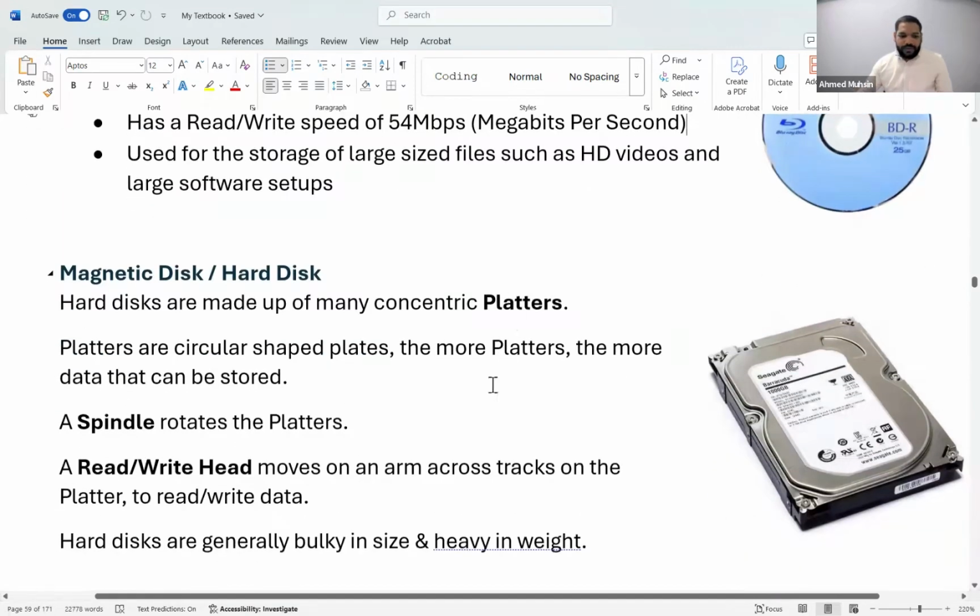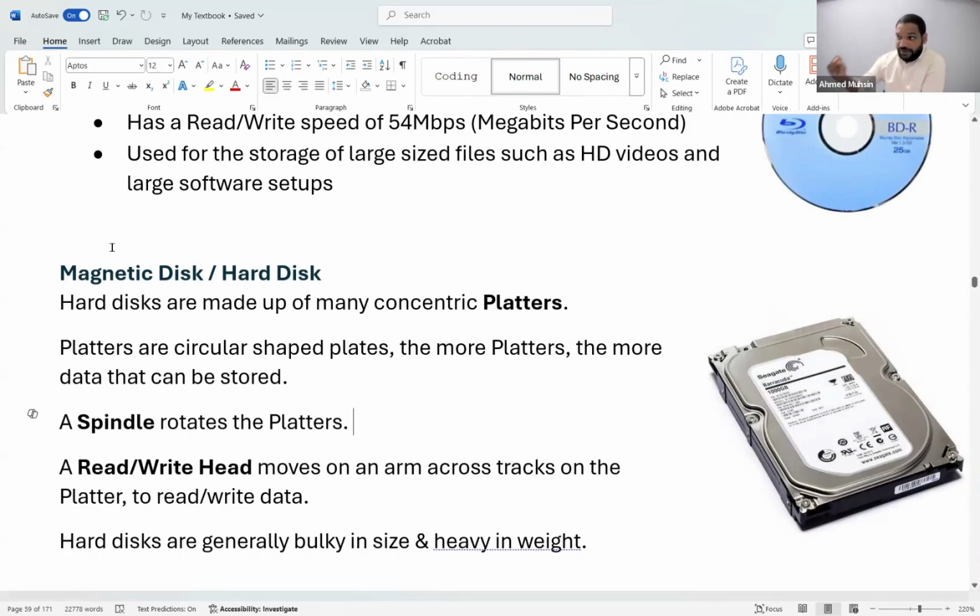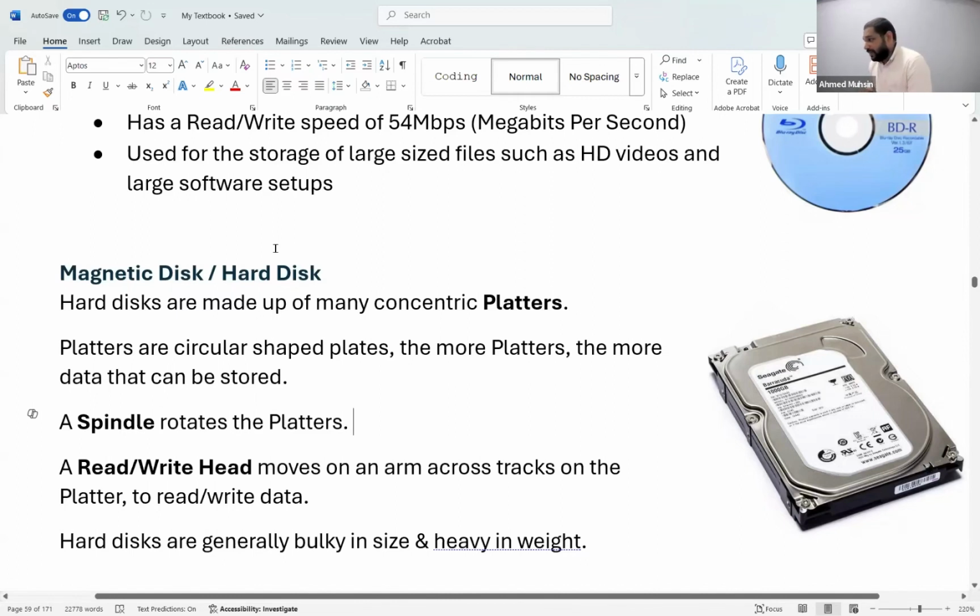Now everybody, can we all come down to magnetic disk or hard disk? Can you all put above this magnetic disk, an arrow, and say this is your storage media. Hard disk is your storage device. Magnetic disk is your storage media. Hard disk is your storage device. Are we okay with this?